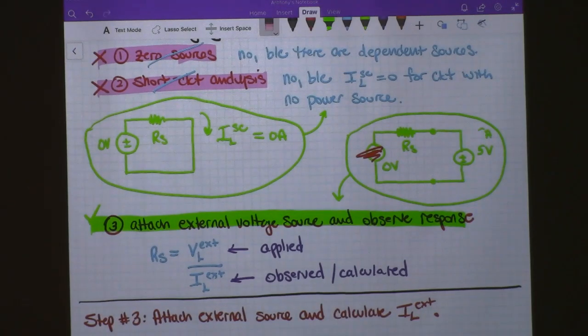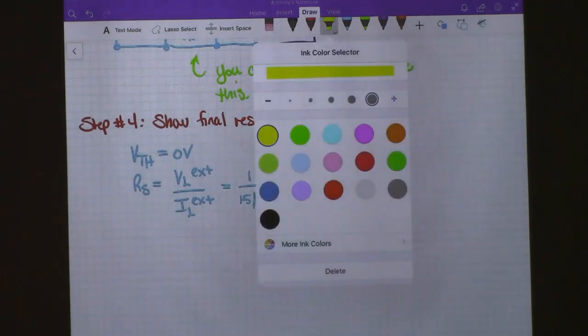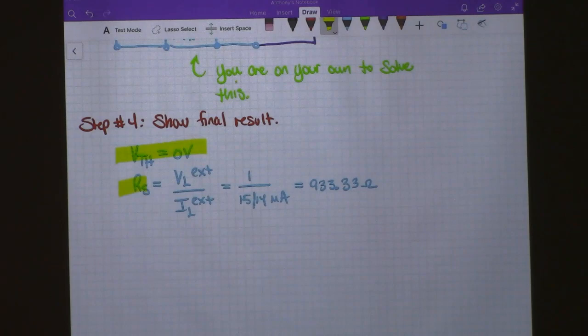You have to be careful with the direction of the current here because it's got to fit the passive sign convention for the RS value. And so we have 1 divided by 15 over 14 milliamps, and that gives us a value of 933.33 ohms. And that's it.